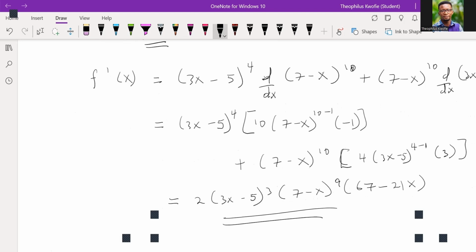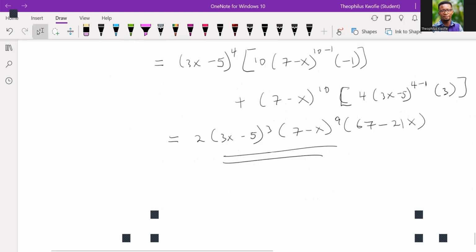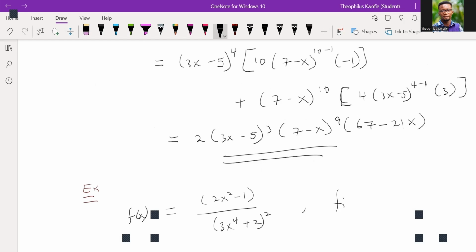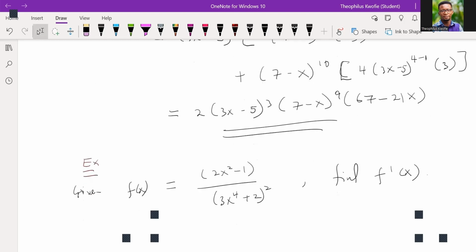At this point, I think we've been able to cover some very interesting stuff that I believe will help a great deal. Let me give you this as a takeaway example. If I give you this function, which is a quotient problem, and I ask you to find f prime of x, I need the result in the comment section. You can try it and put the result in the comment section and I'll attend to you.